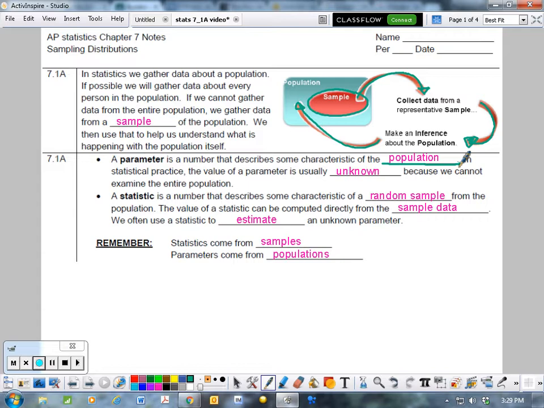Now, we also have something called a statistic. That is a number that describes some characteristic of a random sample from the population. The value of a statistic can be computed directly from sample data, so the data we get from our sample, and we often use the statistic to estimate an unknown parameter. So as we're working through these, you need to remember that statistics come from samples and parameters come from populations.